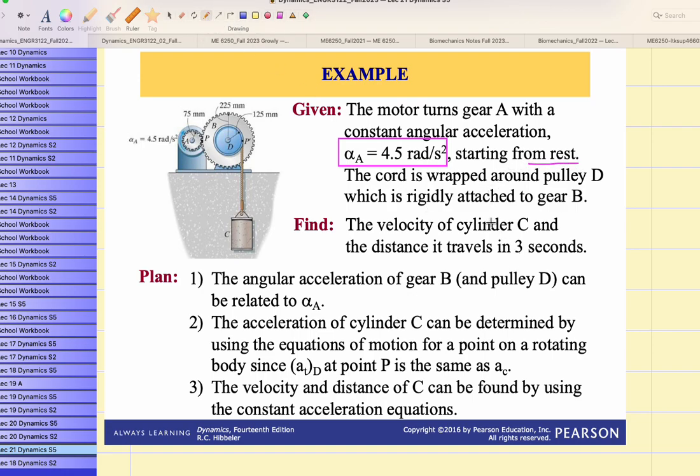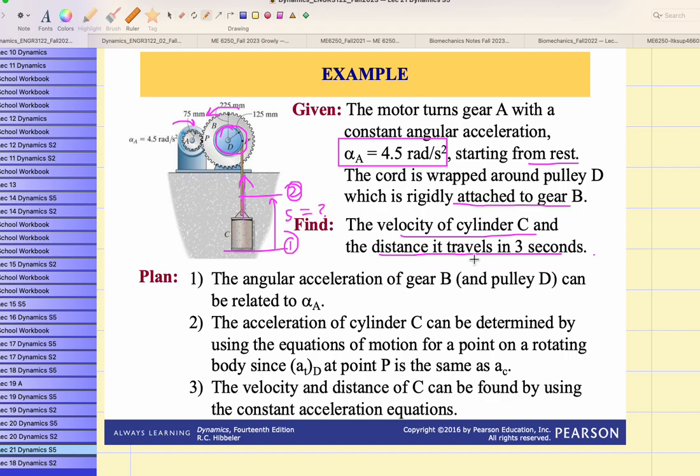This is important. The cord is wrapped around this pulley D, which is rigidly attached to gear B, and this block moves upward. We need the velocity of the cylinder and the distance it travels in 3 seconds. Suppose it travels from position 1 to position 2. What is this distance? This is one thing you have to find.